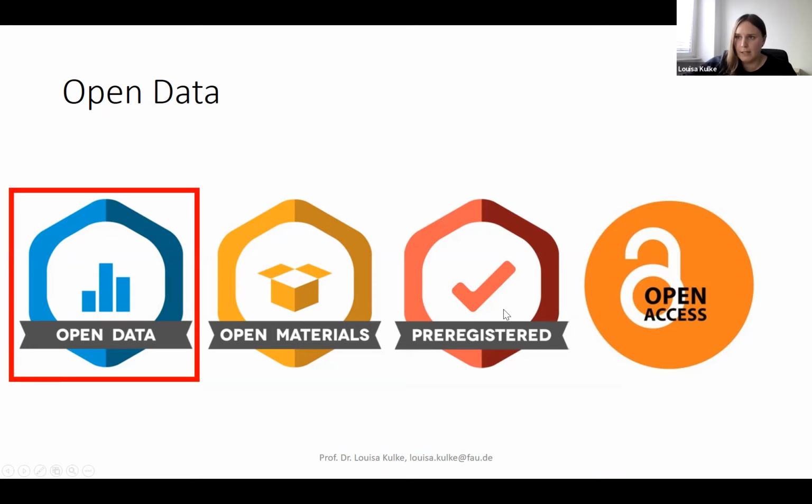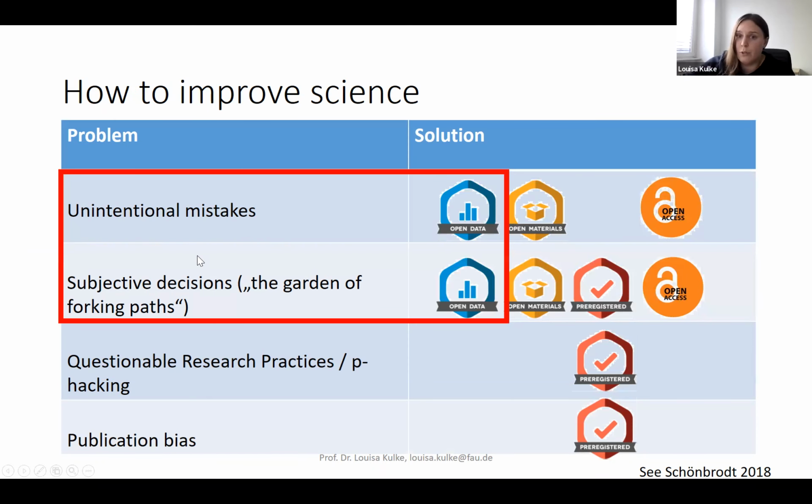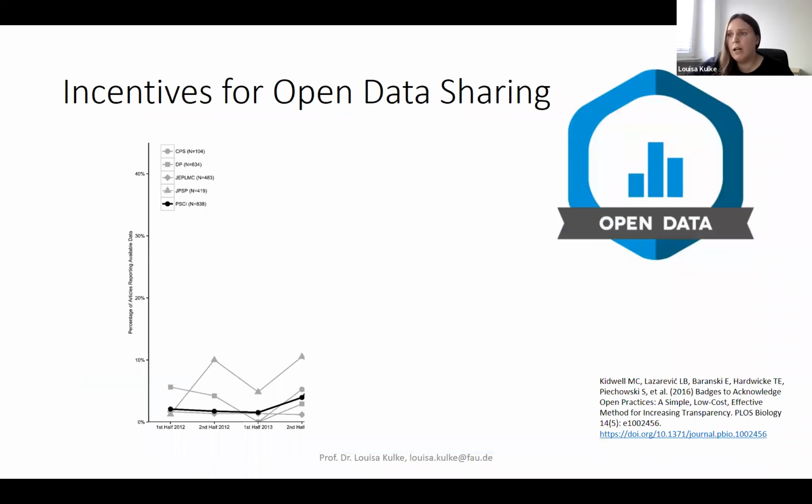What about open data? So we said open data can help, for example, to find our mistakes that we made and to justify our subjective decisions. And open data means we share the data so other people can access it. Now, for a very long time, there wasn't really a reason for people to do that, because if you share your data openly, other people might find mistakes that would be bad for you. Also, if you share your data openly, it takes some extra time. You need to upload it somewhere. It's just an extra effort. And for a long time, people just didn't do that.